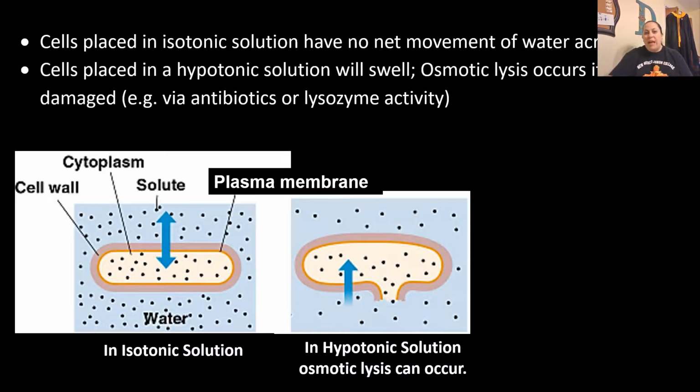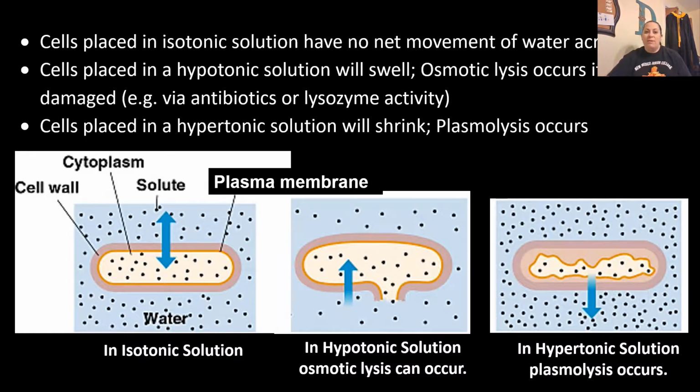But cells placed in a hypotonic solution will swell, and osmotic lysis could occur if that cell wall is damaged in bacteria cells. This is why taking certain antibiotics or lysozyme activity is important, because if it pokes holes in the cell wall, then your body can use this structure in order to cause the cell to burst.